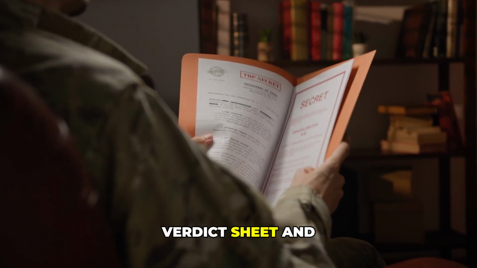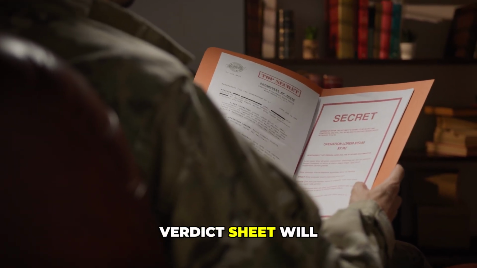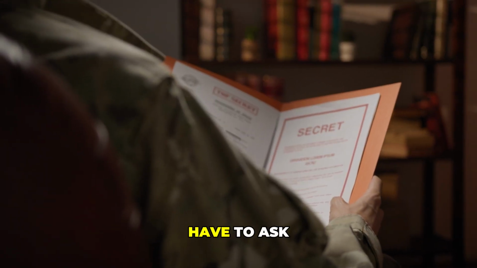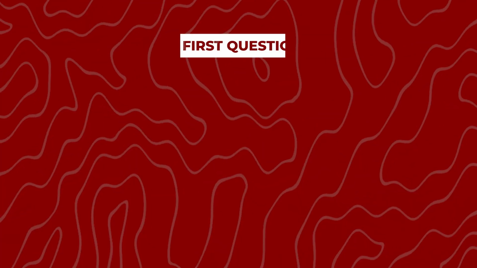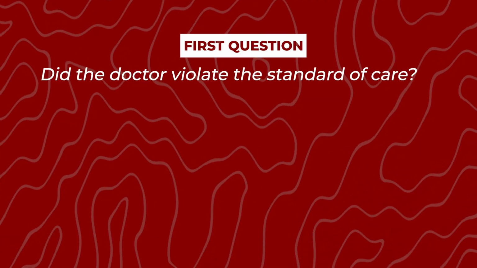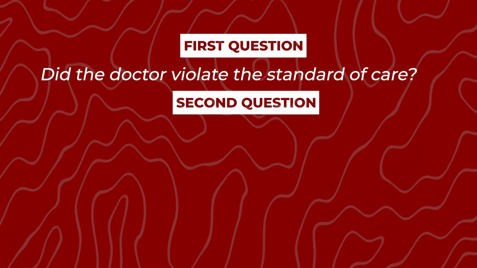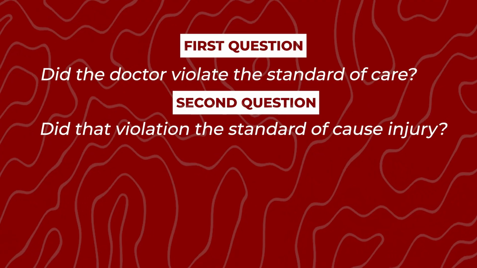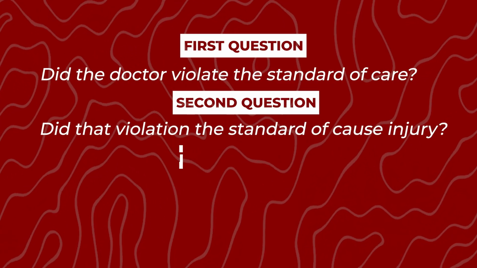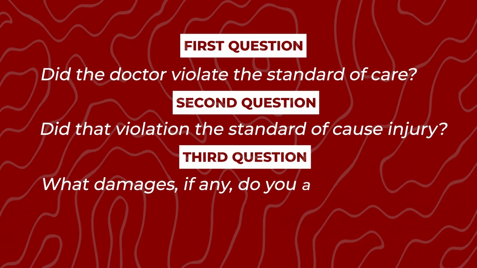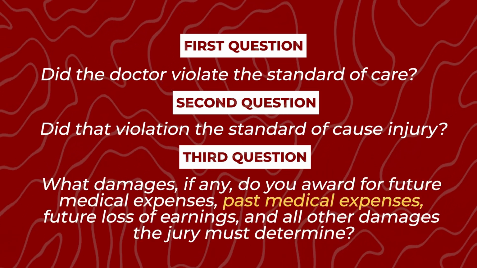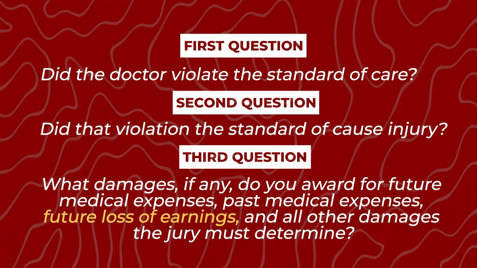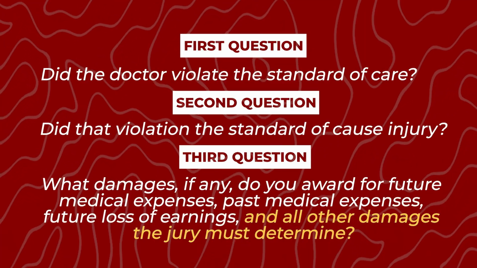At the end of the case, the jury will be given a verdict sheet, and it's a piece of paper. And on that verdict sheet will be the questions that the jury is going to have to answer. And in a medical malpractice case, the questions are usually the same. The first question is going to be whether the doctor violated the standard of care. The second question is going to be, did the doctor's violation of the standard of care cause injury? And the third question is going to be, what damages, if any, do you award for future medical payments, past medical payments, future loss payments, and all the damages that the jury is going to have to decide.